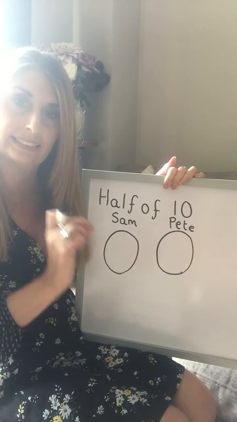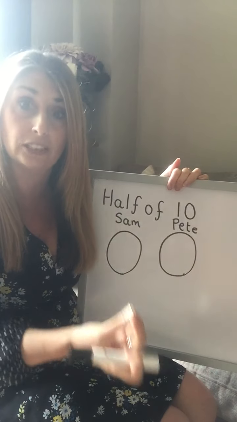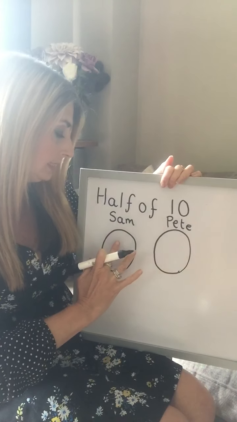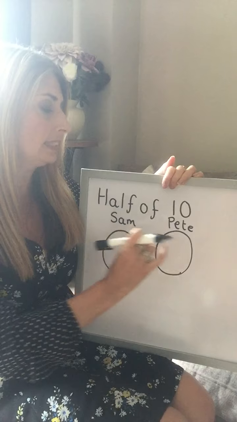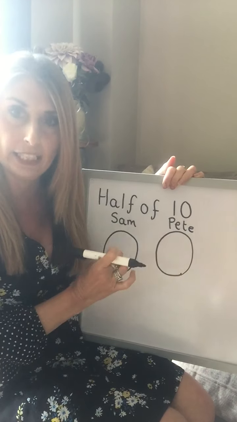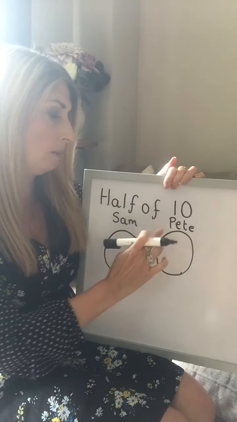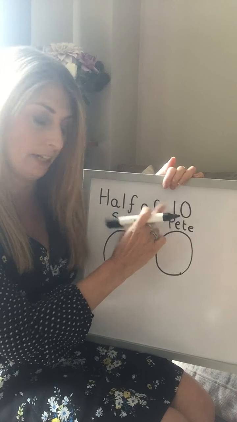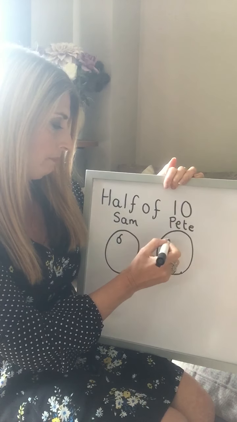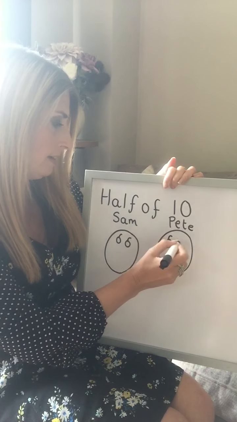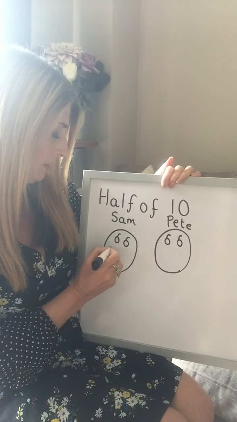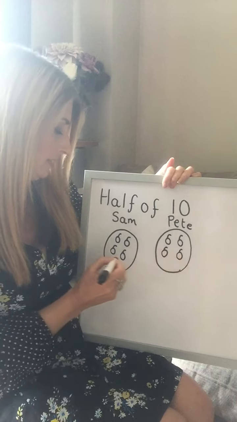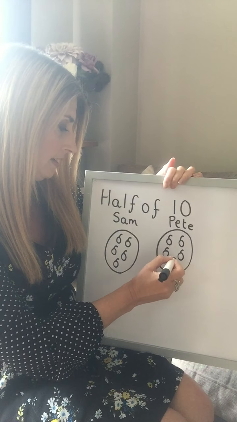Okay, I'm going to do it exactly the same way as I did with the physical objects. I'm going to do it systematically, going from Sam to Pete, then back to Sam, then Pete. So I know that I am giving them an equal share. Okay, so I'm going to count the apples as I go, so I know that I only draw 10. So 1, 2, 3, 4, 5, 6, 7, 8, 9, 10.